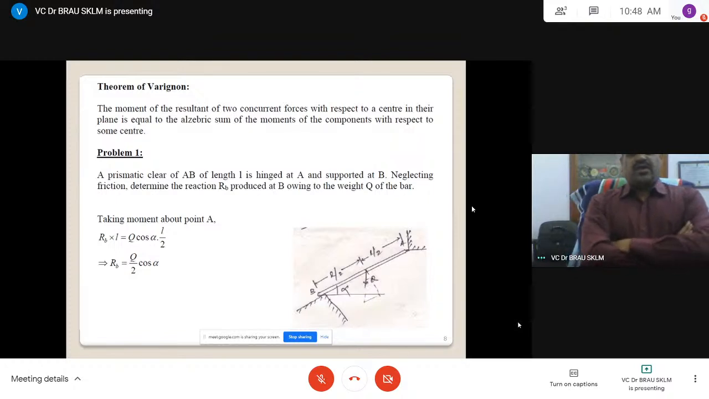As per Varignon's theorem, we can represent the equation. RB is equal to Q by 2 cos alpha. Okay, RB into L is equal to Q cos alpha into L by 2.